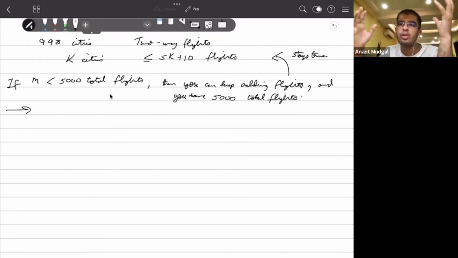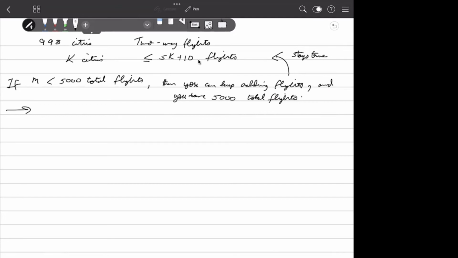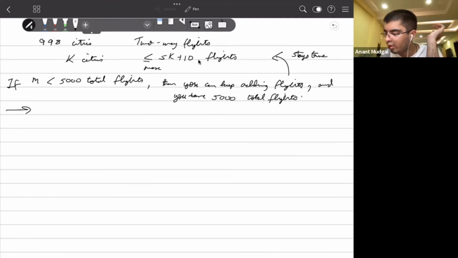5k plus 10 between them or overall? Between them, like so, among the k choose 2 possible flights, 5k plus 10 at most. Okay, so I guess the correct thing would be the minimum of k choose 2 and 5k plus 10, so at most both of them. Yeah, at most k choose 2 flights, of course, but if k is large enough, then k choose 2 is too big. So you have at most 5k plus 10 flights then.